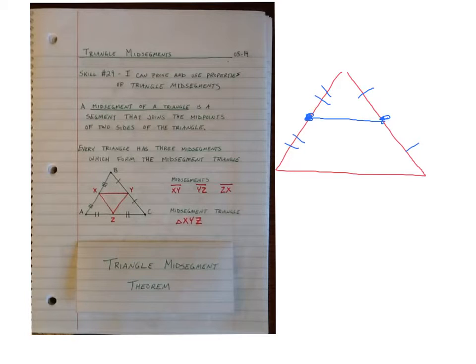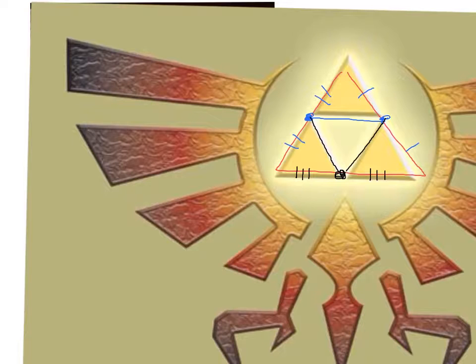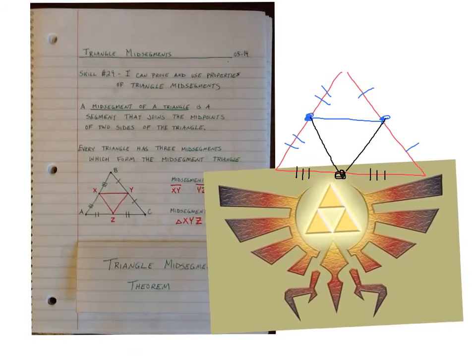If we find the third midpoint, creating the congruency like this, then what we are able to do is draw another midsegment and finally a third midsegment. And what we've created is the midsegment triangle, as well as unlocking the altar to the Zelda Triforce.